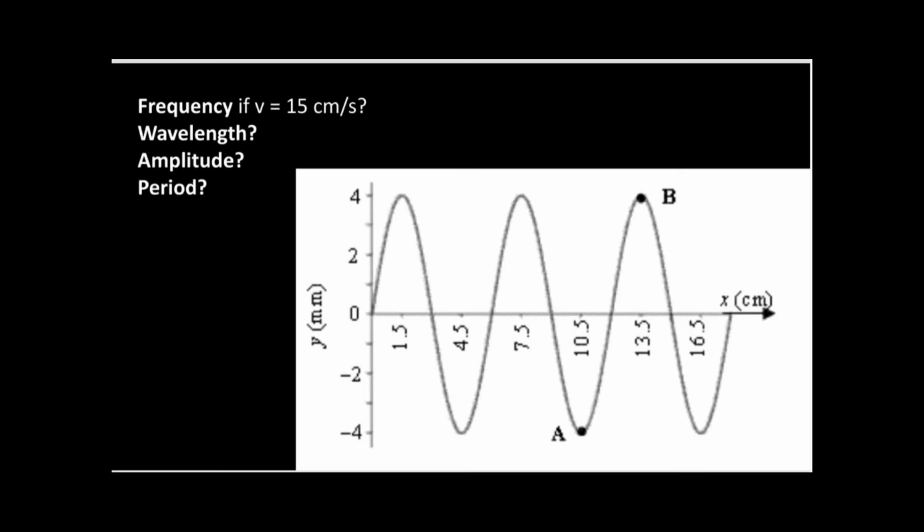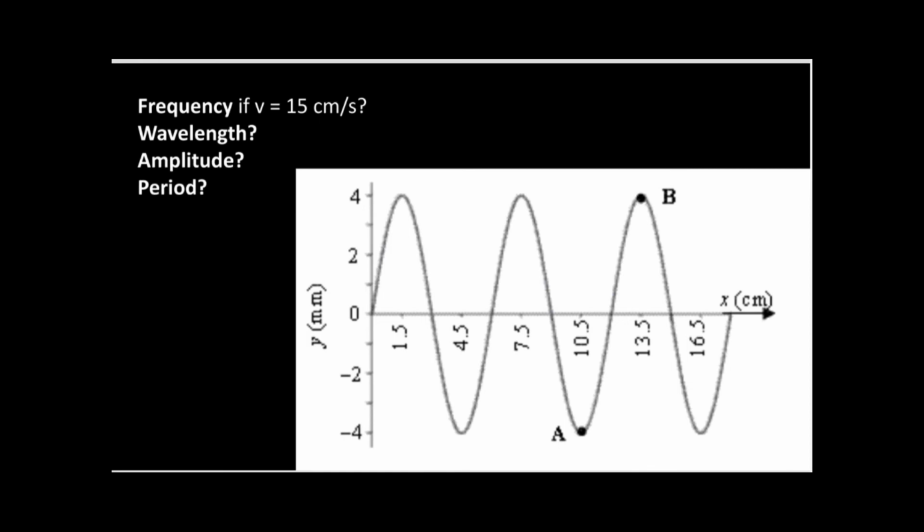Onward. Okay, now, in this one, we want to know the wavelength, the amplitude, and the period. And then we want to know the frequency if V is equal to 15 centimeters per second. So first I'm going to do the easy stuff, right?